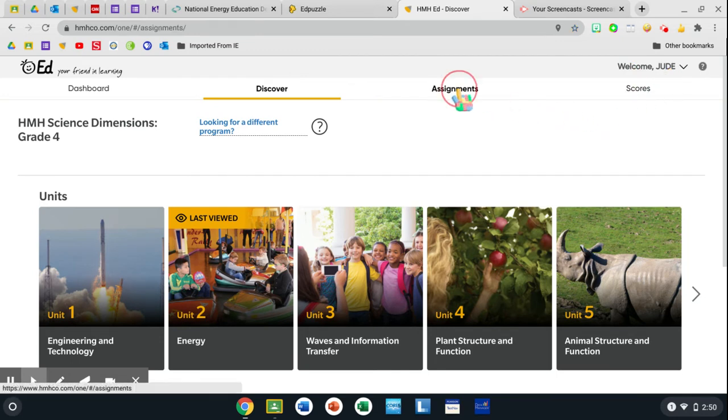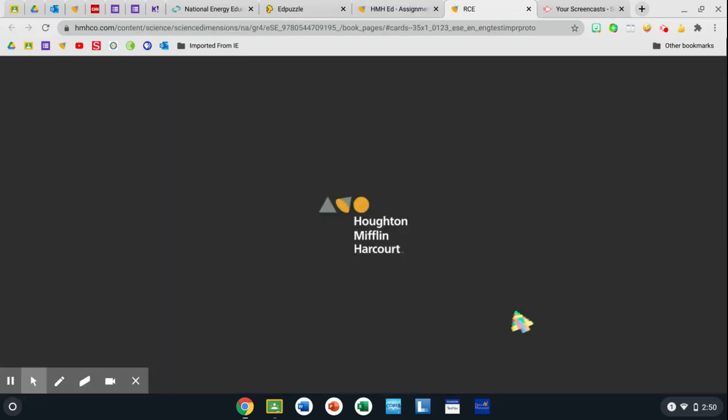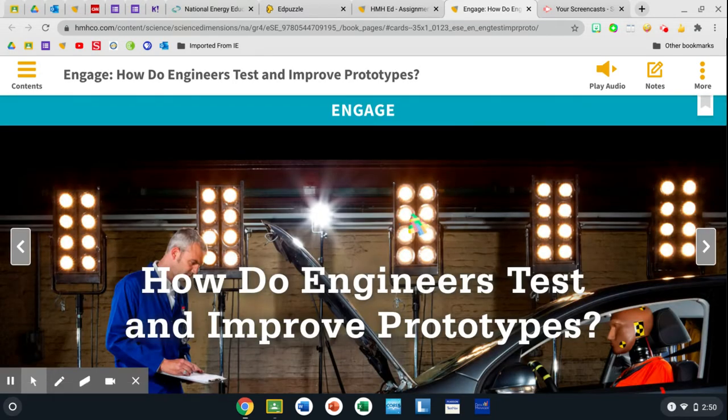So when you click on assignments, you're going to have one that says how do engineers test and improve prototypes, exploration 1, and the other one's going to say how do engineers test and improve prototypes. So this one right here that doesn't say exploration 1, that is the introduction. So you're going to click start. Make sure you have this video running and your book open at the same time.